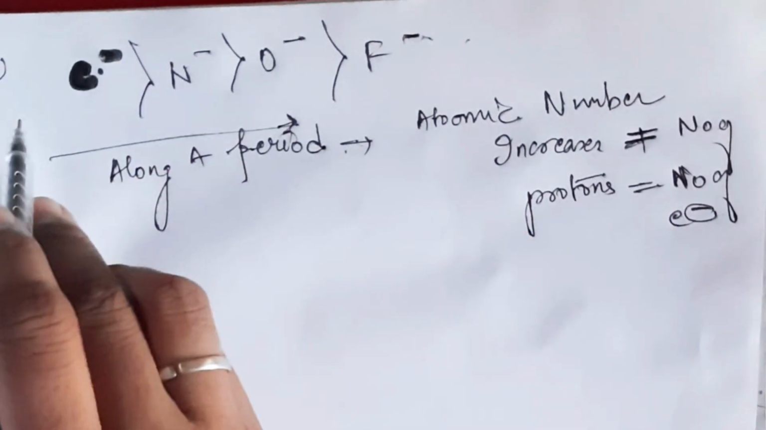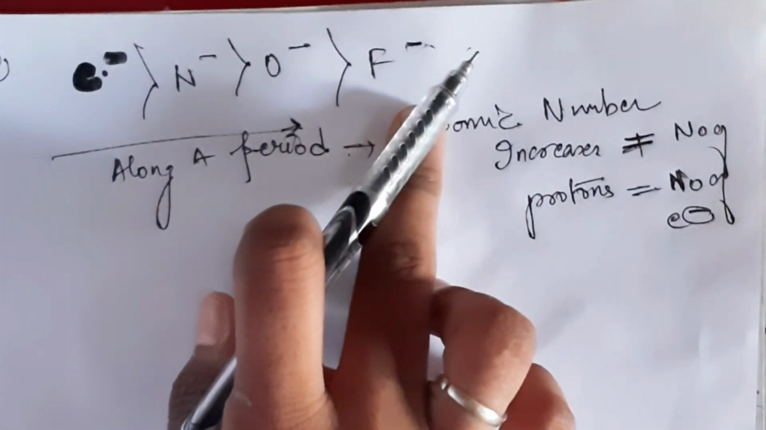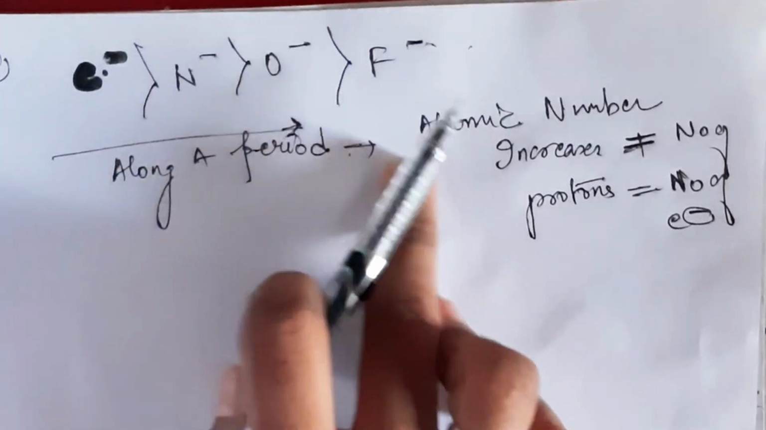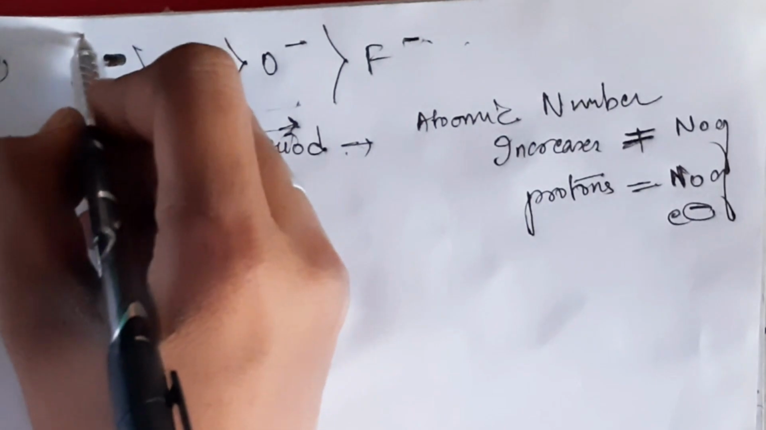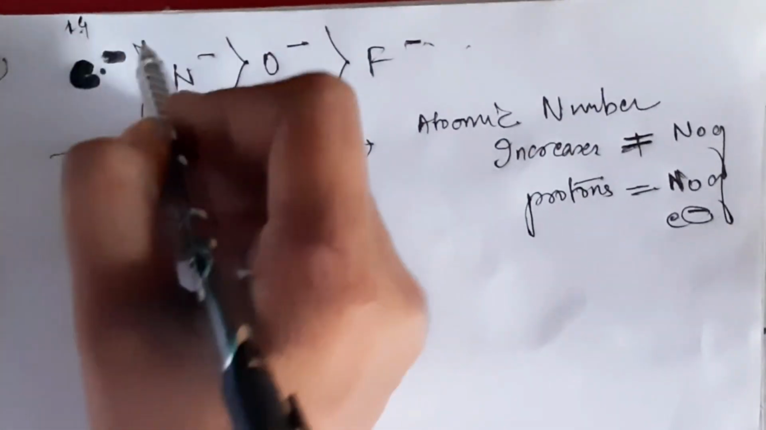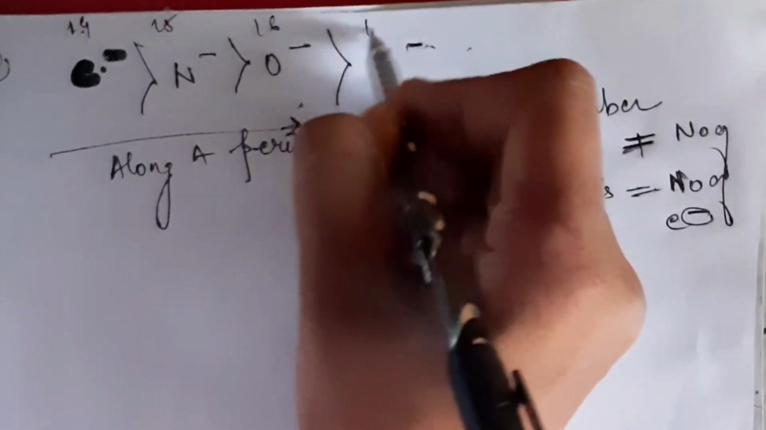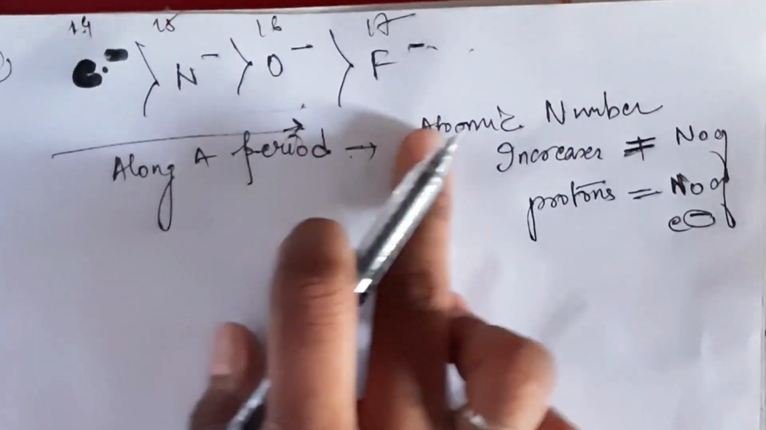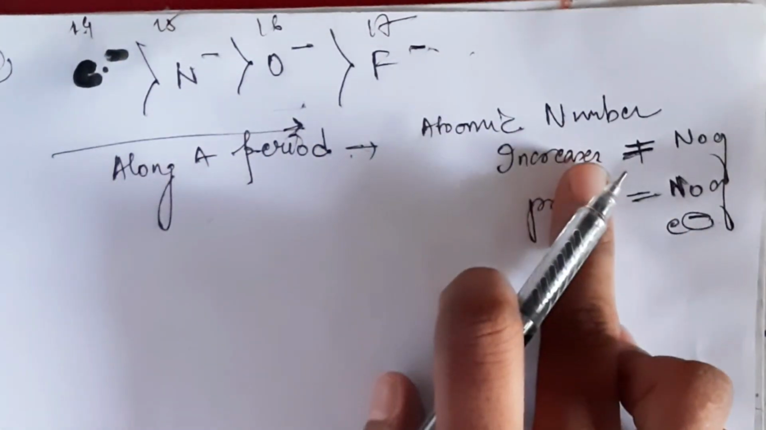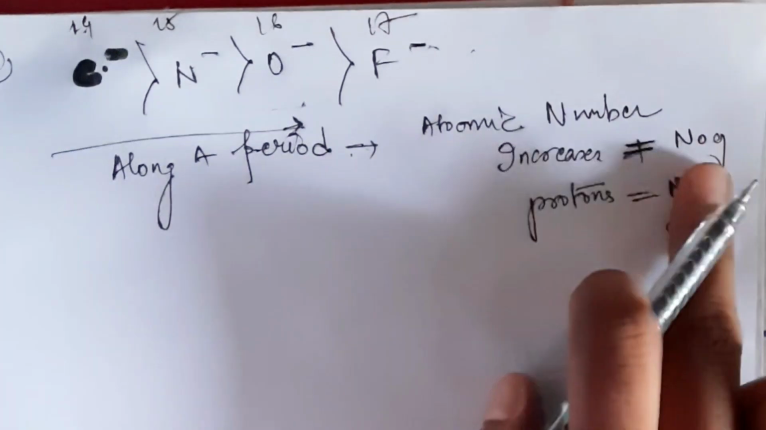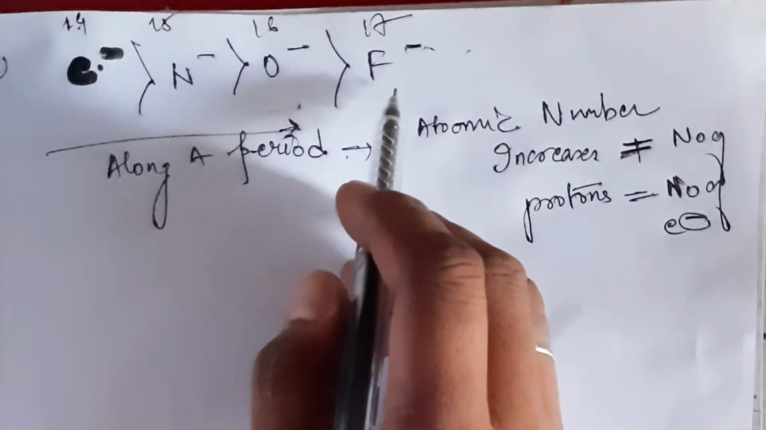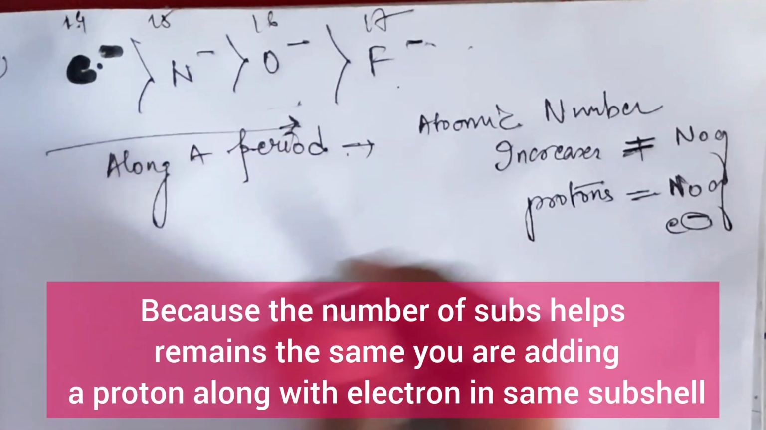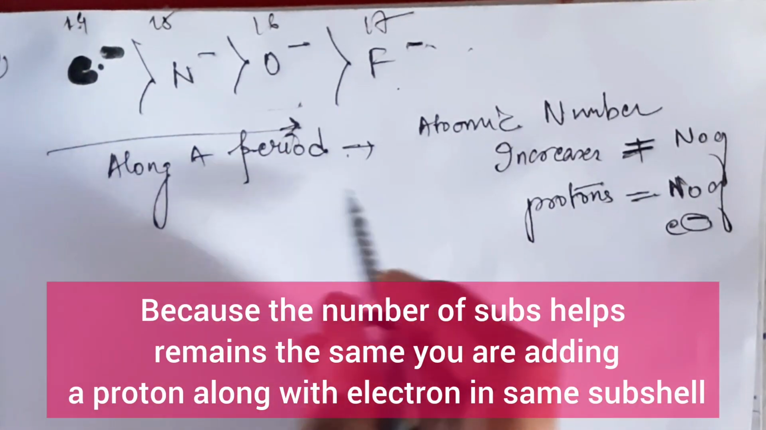But what happens along a period, if you go like this, your nucleophilicity decreases. Why? Because the atomic number will increase as we go along a period. See, this is in group number 14, this is 15, this is 16, and this is 17. So as we go along a period, the atomic number increases, and the number of protons increases, so the number of electrons also. The number of shells remains the same, you are adding one electron, and you are also adding a proton.